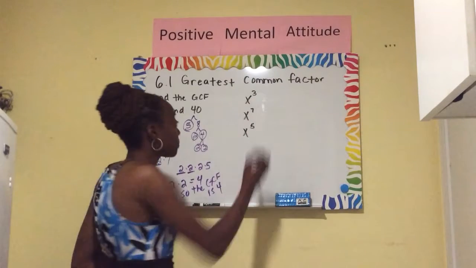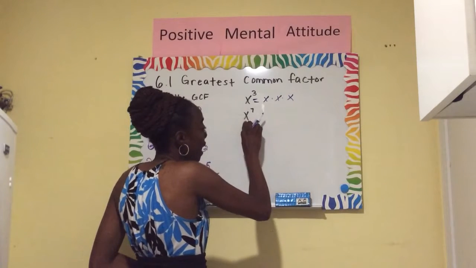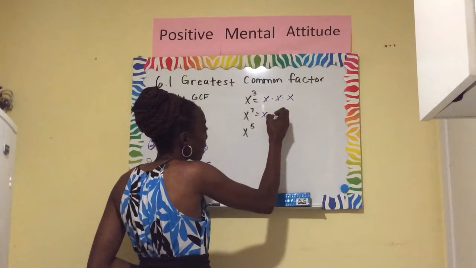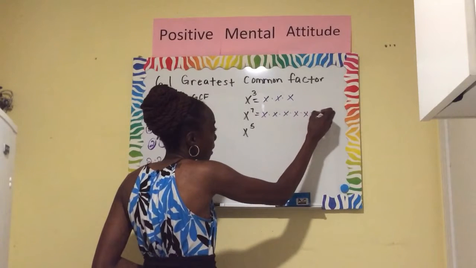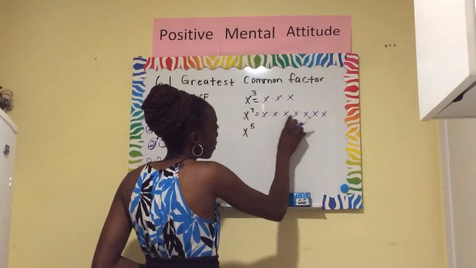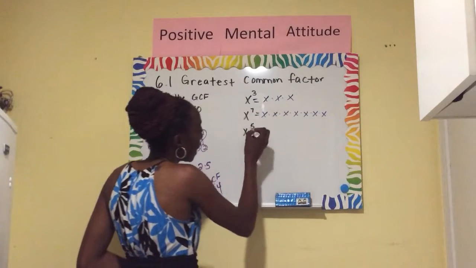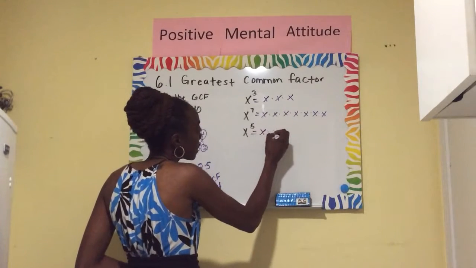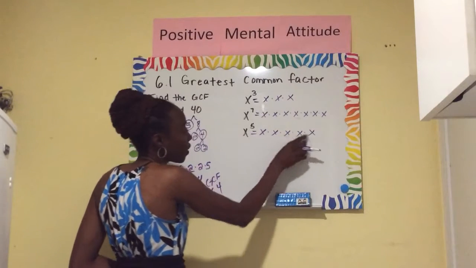Let's prove it. X to the third is saying x times x times x. X to the seventh is saying x times x times x times x times x times x times x, 1, 2, 3, 4, 5, 6, 7. Okay? X to the fifth is saying x times x times x times x times x, 1, 2, 3, 4, 5.